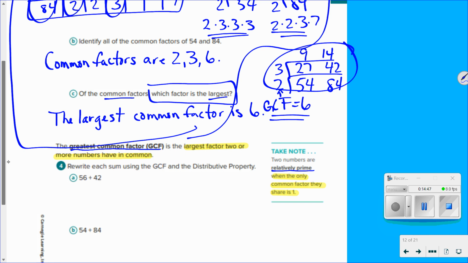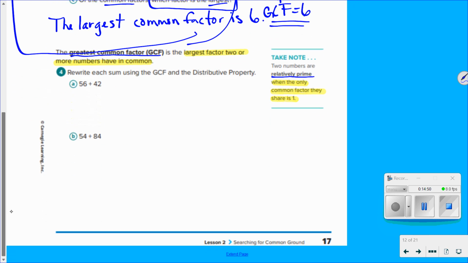Okay? So, we're going to rewrite each sum using the GCF and the distributive property. So the first part in this is finding the GCF. Okay? So let's go through the cake method again to help everybody understand how this works. So 56 and 42 we haven't done yet. We just did the other one. So let's do that. 56, 42. Can I divide those both by 2? Yeah, so I do it. Put a 2 here. Gives me 28 and 21.